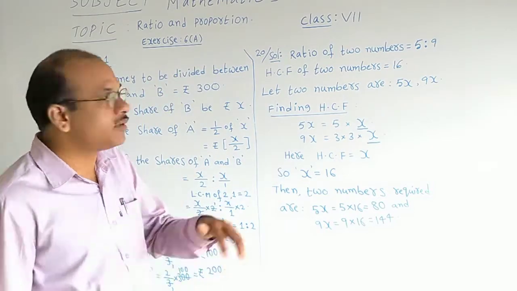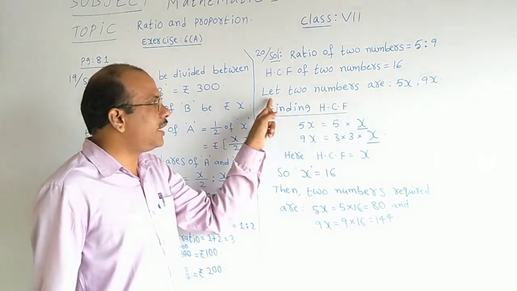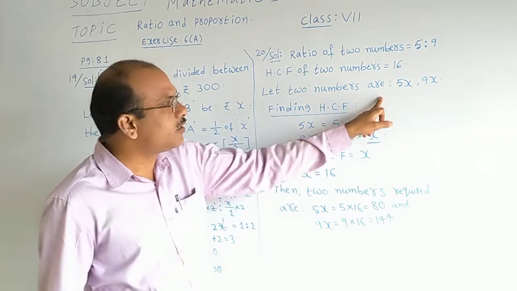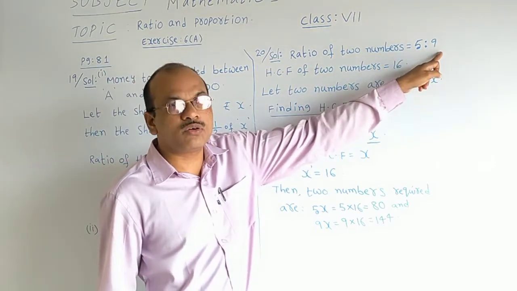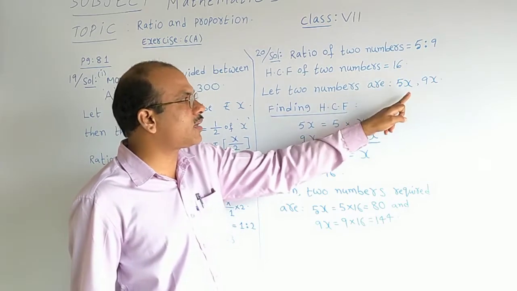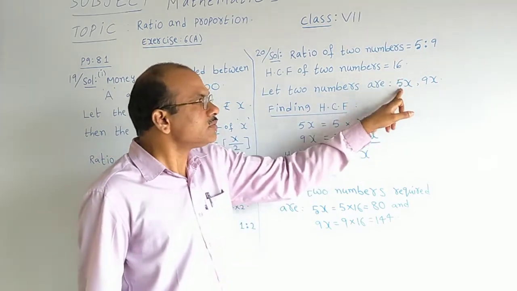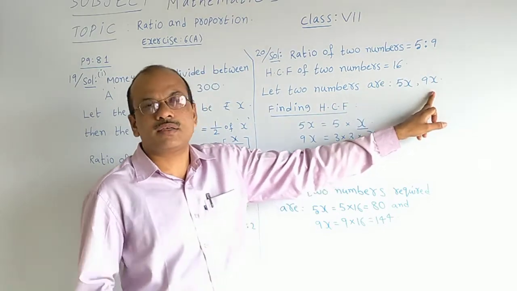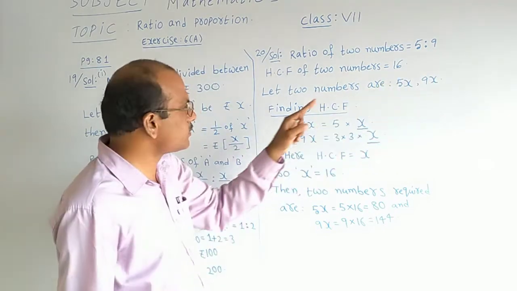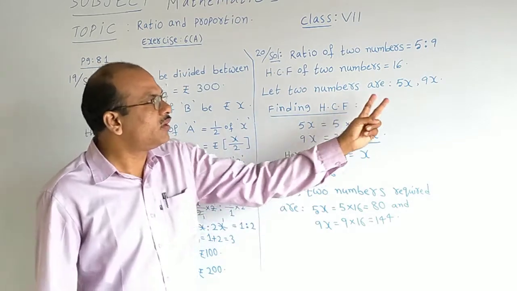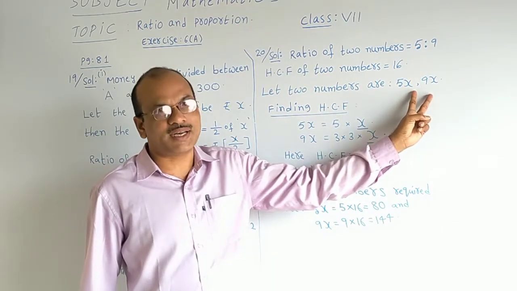Let us take two numbers. Let the two numbers be based on 5:9. We can write 5x, 9x. 5x is the first number. 9x will be the second number. Okay. Now finding the HCF for both the numbers we have selected.